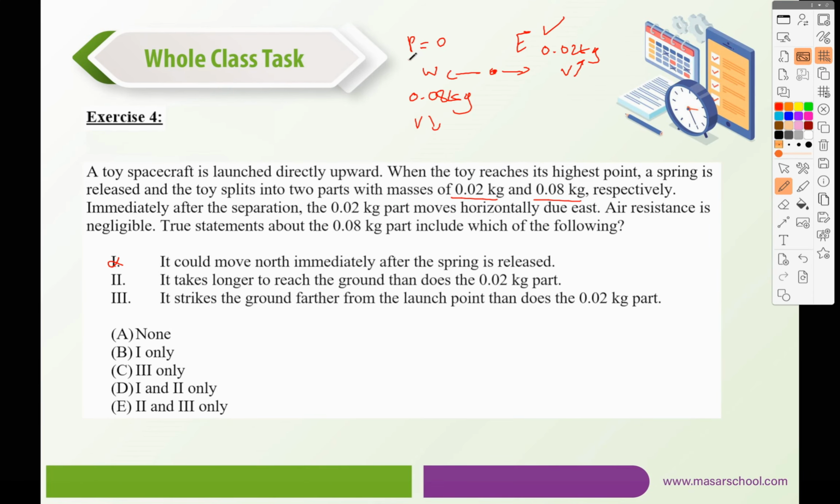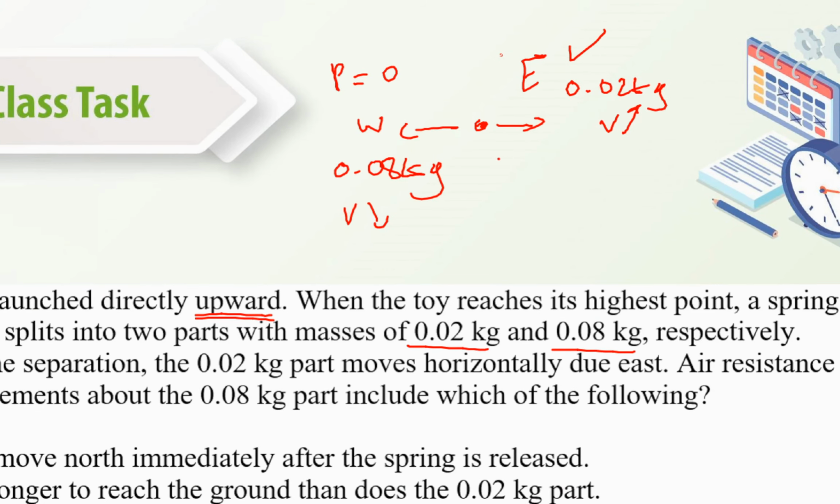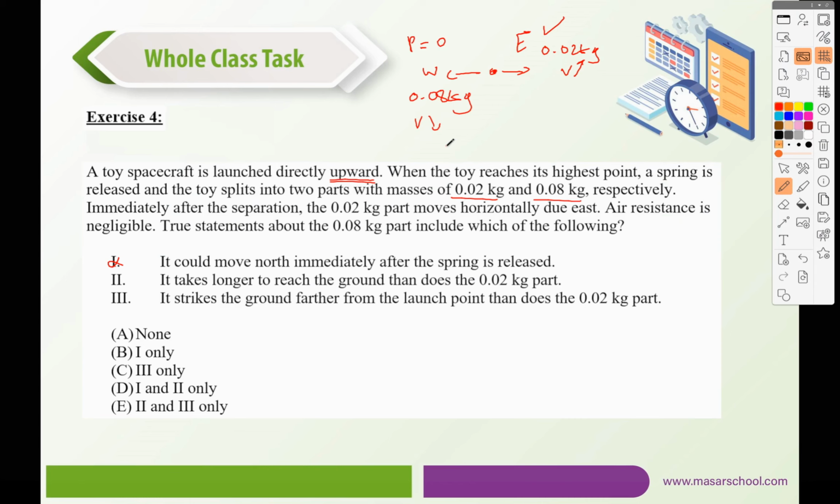So before splitting, it has 0 speed, and it's moving upward, so there is no horizontal motion. Now it takes longer to reach the ground than does the 0.02 kg part if we're neglecting air resistance, as it's claimed here. So both masses, since they are released from rest vertically, not horizontally, they will reach the ground with the same speed, which means this is also wrong.